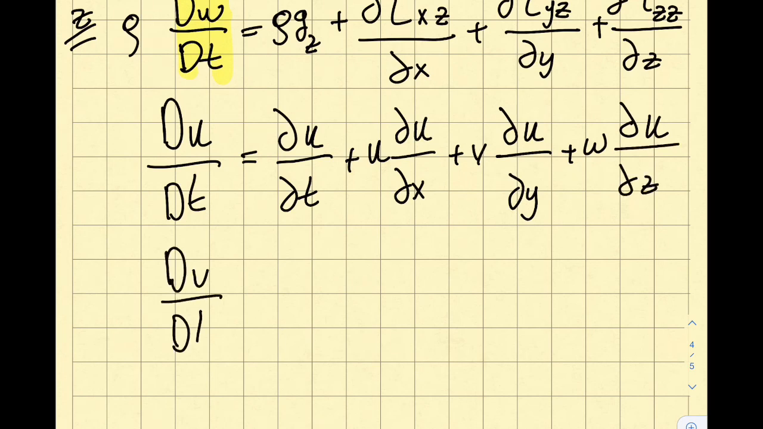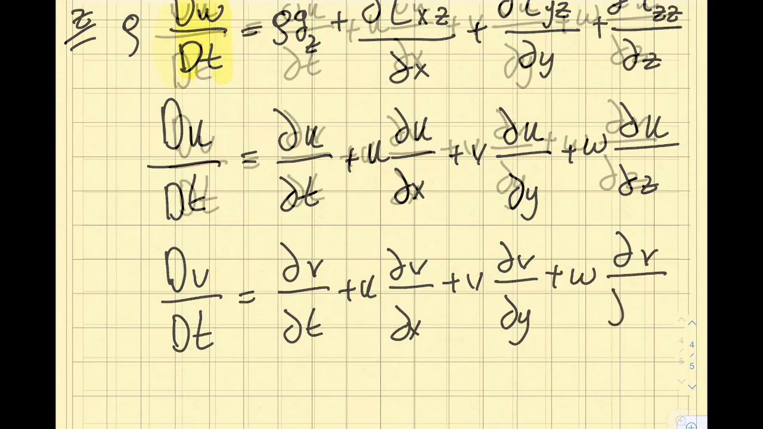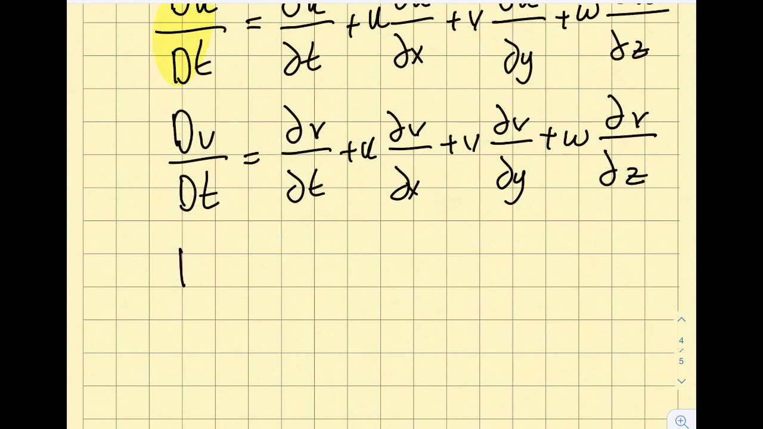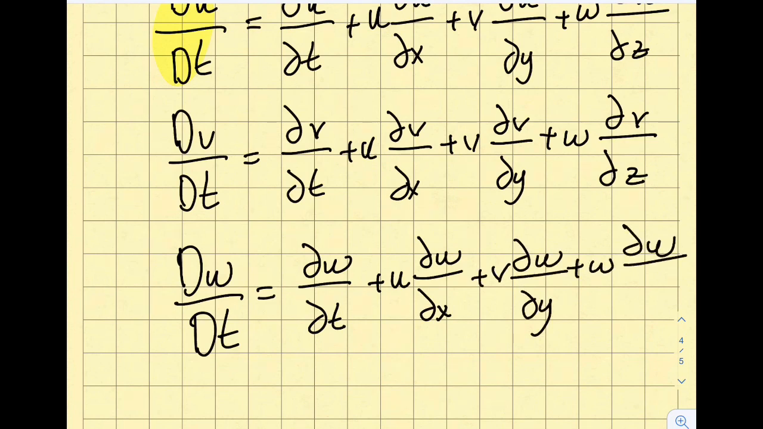dv dt will also be equal to del v del t plus u del v del x plus v del v del y plus w del v del z. And the last component will be dw dt, which is the acceleration in the z direction, will be del w del t plus u del w del x plus v del w del y plus w del w del z.